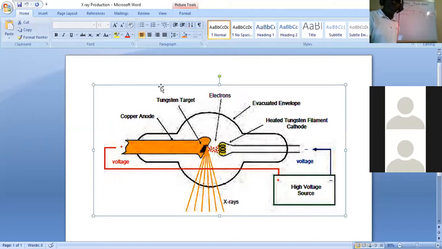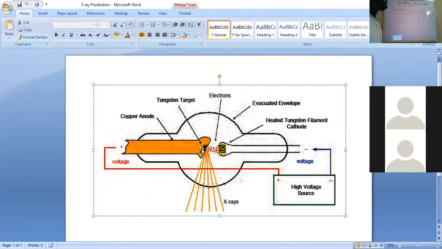The whole of this is also enclosed in a lead shield. Everything is enclosed in a lead shield, so that all the other radiation emitted in every other area, which is not needed, will be absorbed by the lead shield, leaving only the openings we have provided as the outlet for the useful X-ray beam. So this process gives us the X-ray beam.